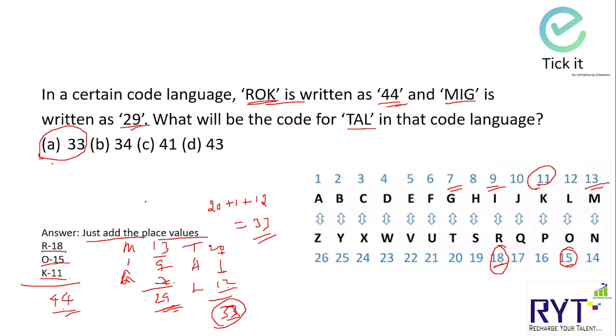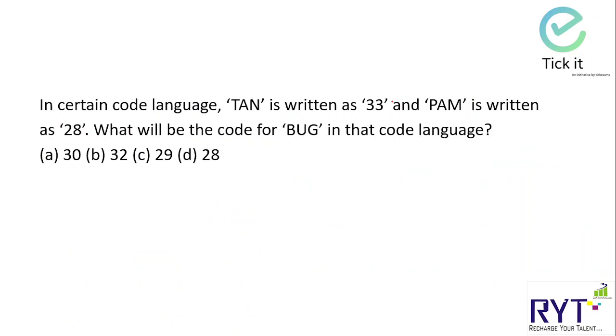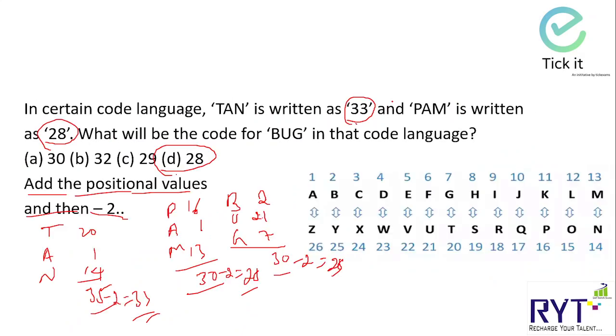Remember friends, it could be just direct addition. Sometimes it could be multiplication. Sometimes after adding the numbers, there could be extra numbers added, or even numbers subtracted from this. Let us look into the next question.